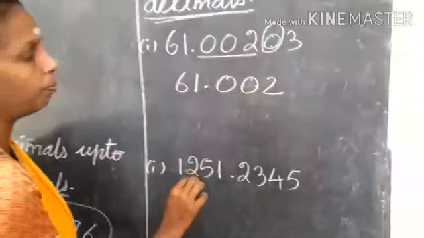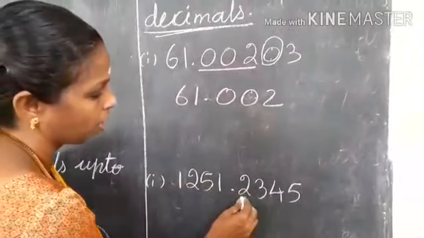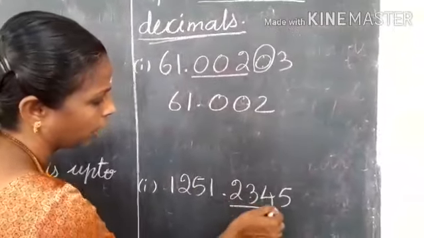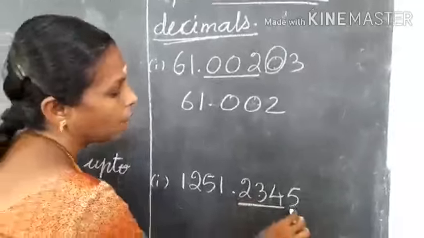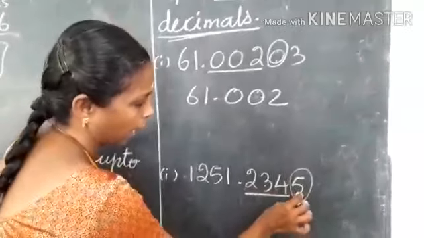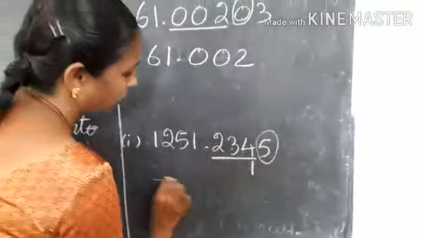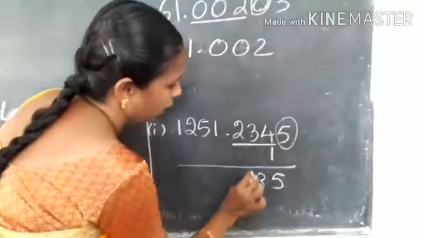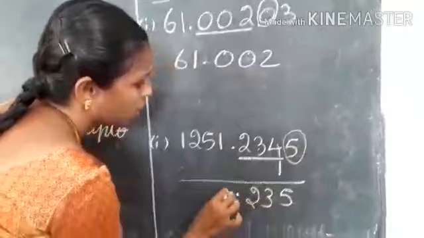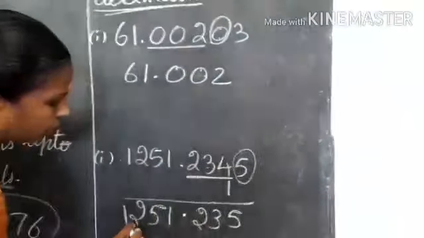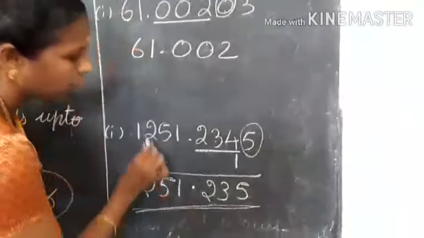Here also we have to round it to 3 places of decimals. So 1, 2, 3 places, we should underline the 3 places of decimals. Compare the fourth place. Fourth place is 5. So we should add 1 to the underlined digit. Here we have to add 5, 3, 2. Decimal point is first: 1, 5, 2, 1. So this is the answer for the given question.